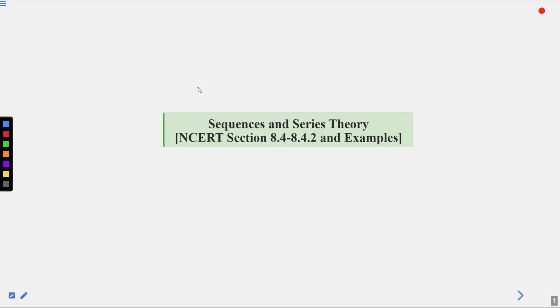Hello students, today we are going to see NCERT section 8.4, 8.4.2 and some related examples. This will be mainly covering the theory part.